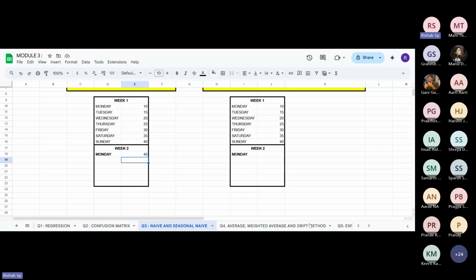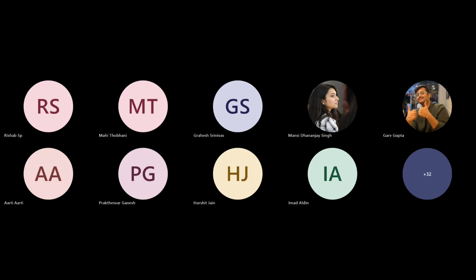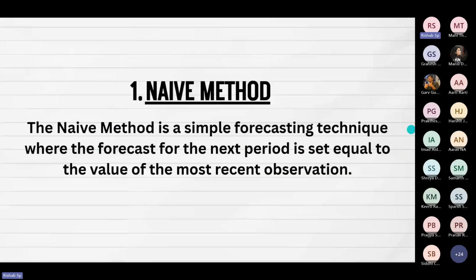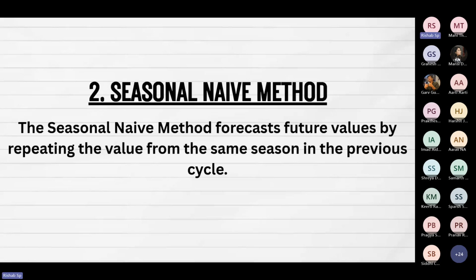Second, we have the seasonal naive method. Naive method is a simple forecasting technique where the forecast for the next period is set equal to the value of the most recent observation. Done. Seasonal naive method forecasts future values by repeating the value from the same season in the previous cycle. Right. This is also simple.